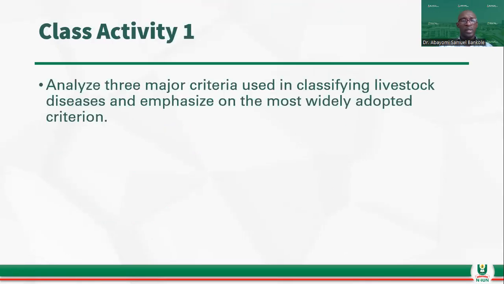So we have a class activity, and let me just chip this in. The question here for you is: analyze the three major criteria used in classifying livestock diseases and emphasize the most widely adopted criterion. All right, you can do that, and then we'll be revisiting that probably in the next class.